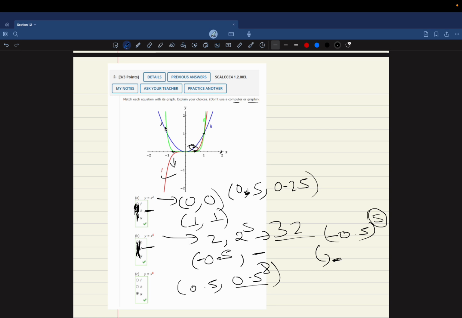I mean G, the green, because blue was already that. So green and red is remaining. Red is F, which is B, and then G is number C. Okay, so I'll also reveal the answer.